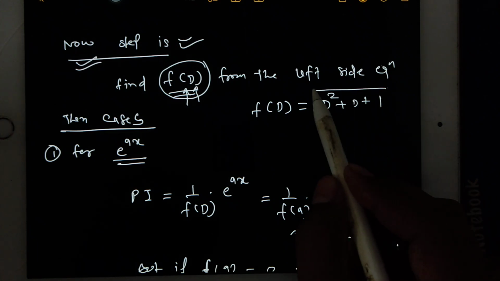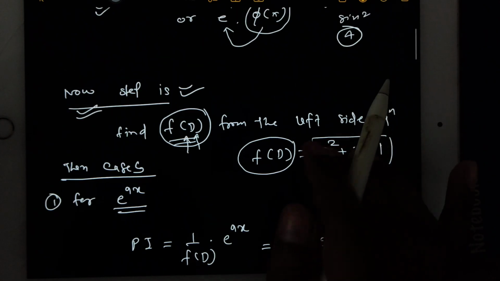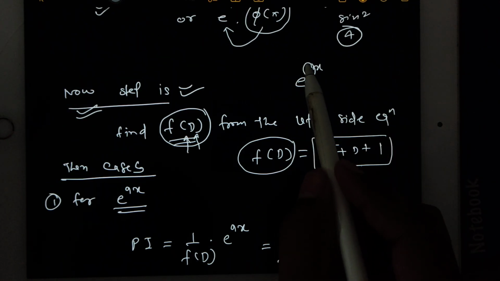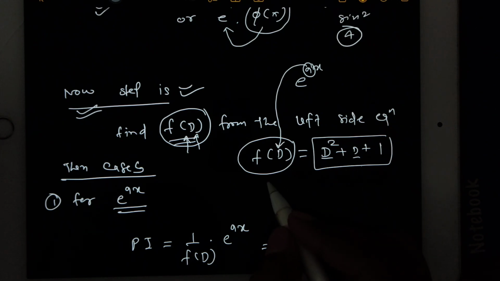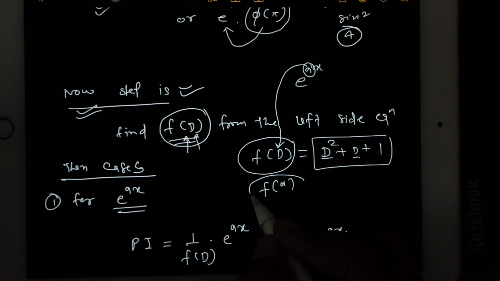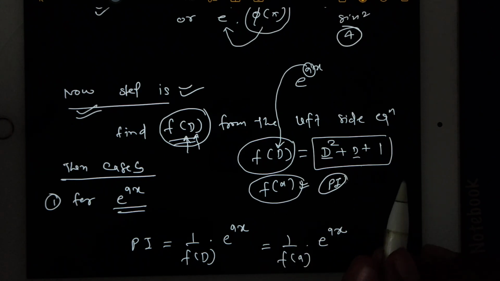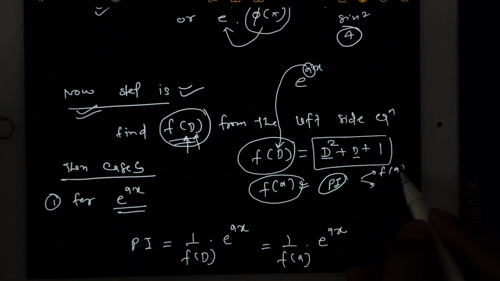Now in this FD, whatever is there in the right side, e power ax, whatever a is there, this a only you have to substitute here. It means here and here. It means you have to find out the value of FA. So the FA value will help you to calculate PI. That's all. Only this much you have to do. I'll tell you how. There is a special condition. Sometimes FA can be 0.